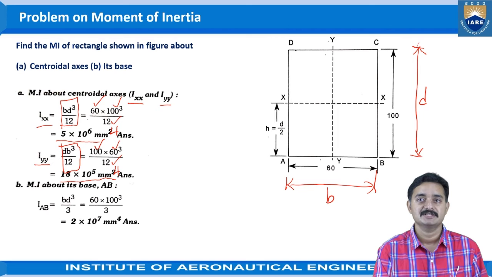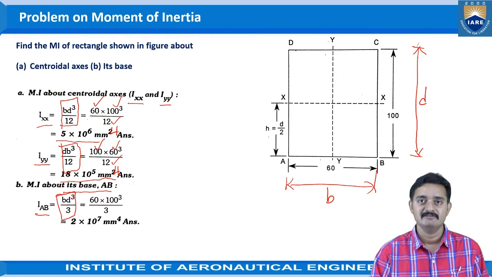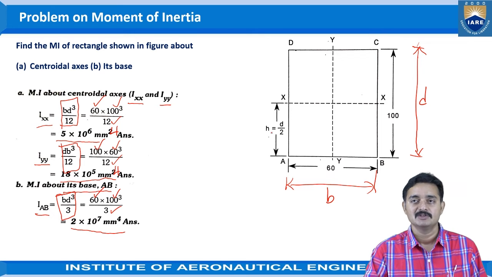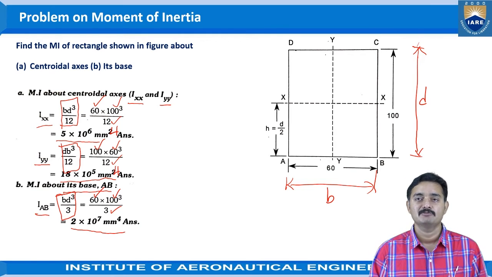Now coming to the moment of inertia about the rectangle's base AB, that is written as IAB. The formula for the moment of inertia of a rectangle with respect to the base axis would be BD cubed by 3. When you substitute the values, the breadth is 60 and the depth is 100 cubed by 3. When you simplify this, you will get the value as 2 into 10 power 7 millimeter power 4. So this is the simple problem where we have identified the moment of inertia of this particular regular section with respect to the centroidal axis as well as the base axis.